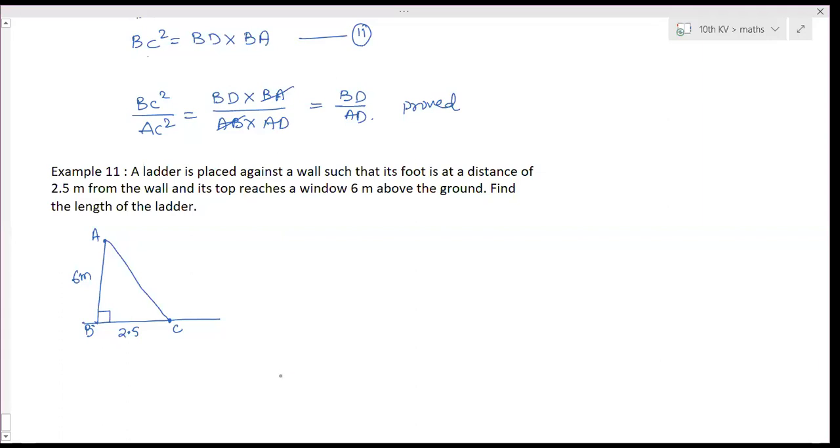Let me check. 2.5 square is 6.25. So we'll get 42.25. Find the square root of 42.25. 6.5, ma'am. 6.5. Good.